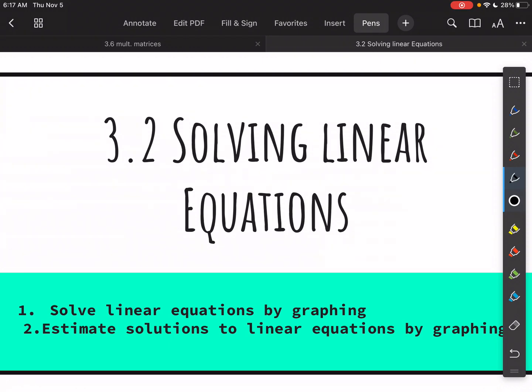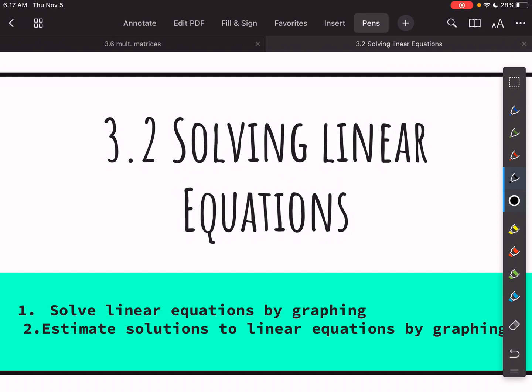Alright guys, welcome back. 3.2, solving linear equations. Today we've got two things on the agenda. We're going to solve linear equations by graphing, and we're also going to use algebra. And then we're also going to estimate solutions to linear equations by graphing.